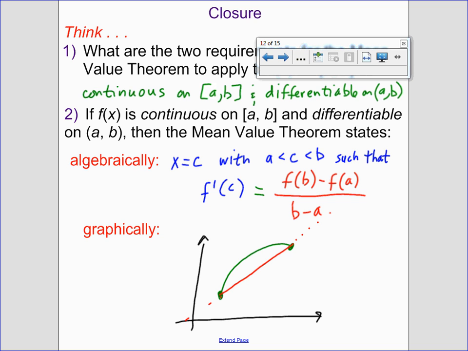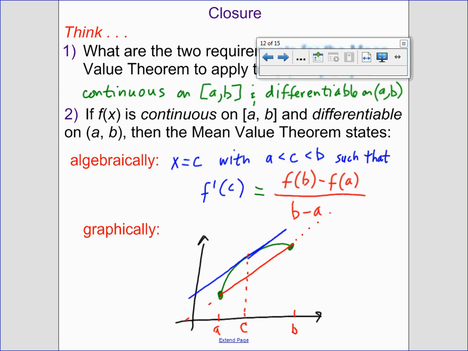Absolutely. So guys, if we visually estimate where that would occur, it appears as though the tangent line to the curve, we want that to be the same as the slope of the secant line to the curve. And it looks like that happens right around there. So here's c, here's a, and here's b. So we've generated a graphical representation of the mean value theorem.